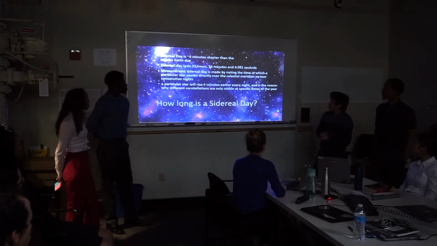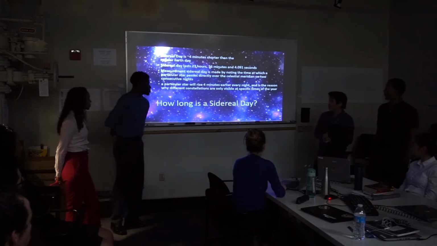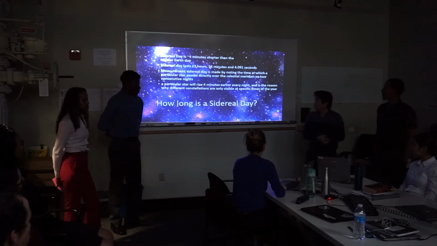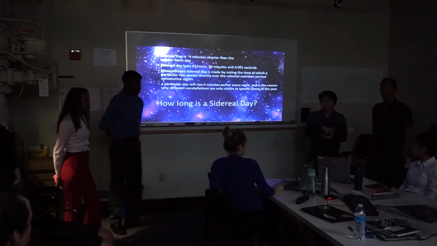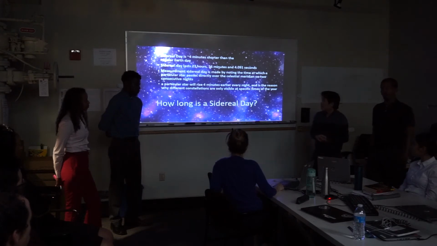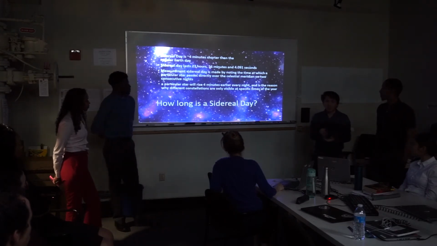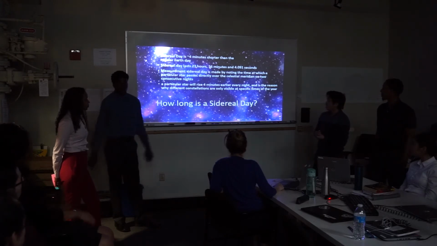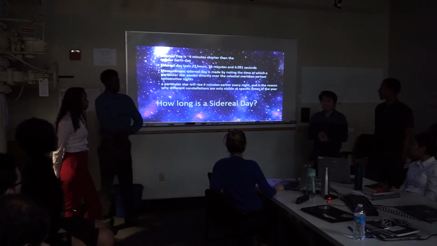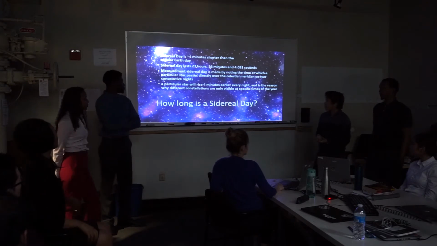So a particular star will rise 4 minutes earlier, since we use the solar day in our calendars and time. The 4 minute difference between the solar day and the sidereal day causes the different constellations of stars we see at night.